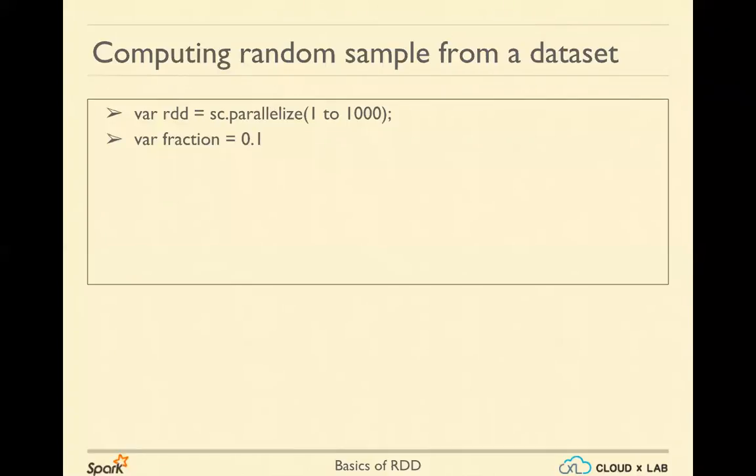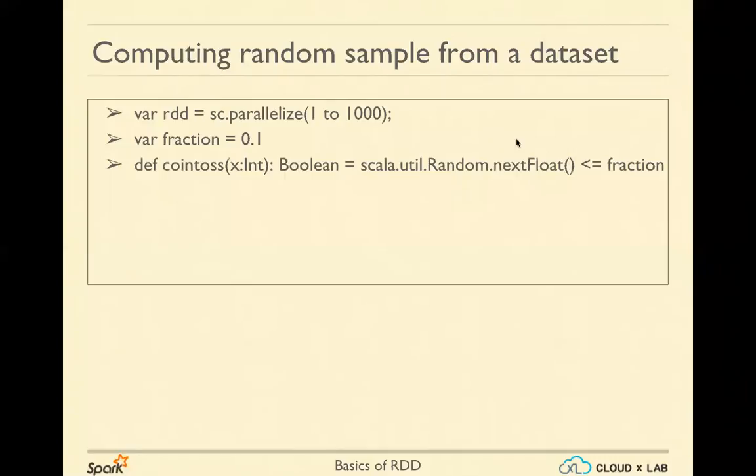Imagine that we are looking for a 0.1 fraction. We define a function called coin toss, and what it does is it calls Scala's random function, which gives us a random float. If this random float is lesser than the fraction that we are looking for, then it returns true. Otherwise, it returns false. So it is basically doing the coin toss for us. It's saying, okay, it is heads, let's pick the element.